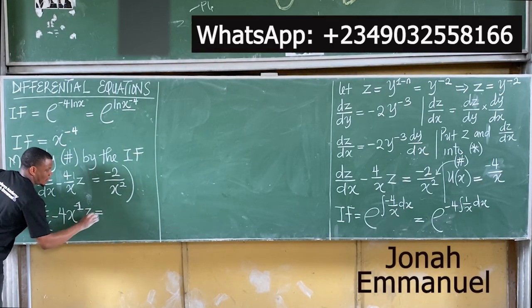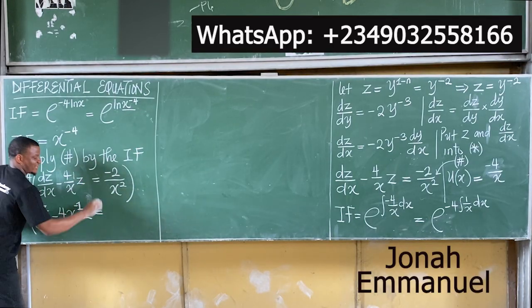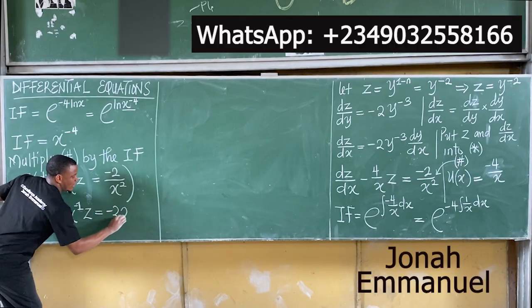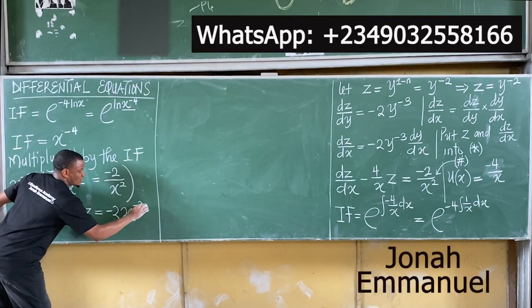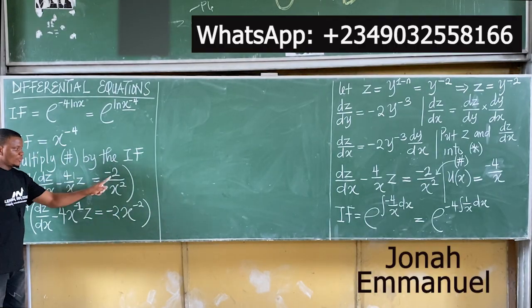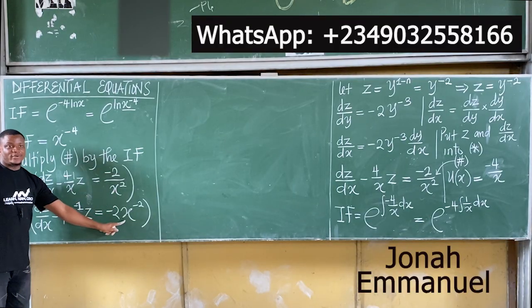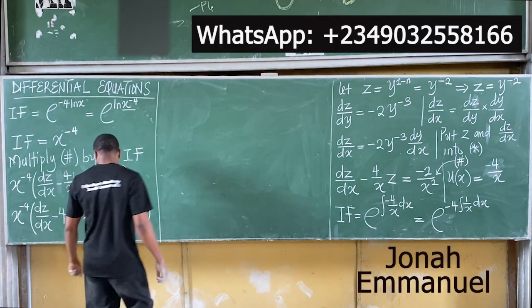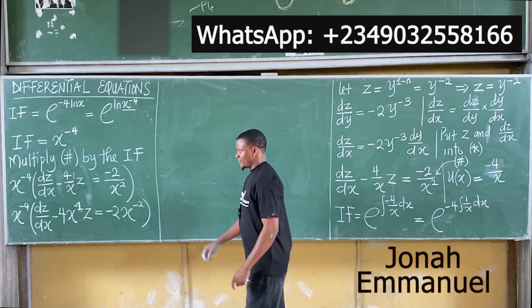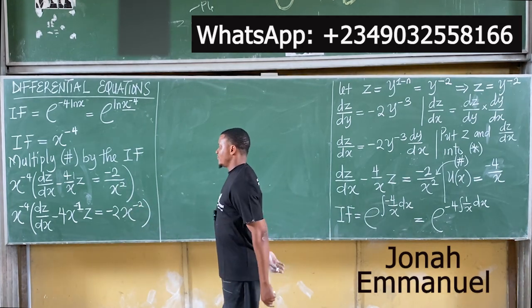Minus 1 z is equal to minus 2, x power minus 2, because 1 over x squared gives you x power minus 2. So this in index form is this one here. At this point now we can multiply. It's now looking a bit more friendly.